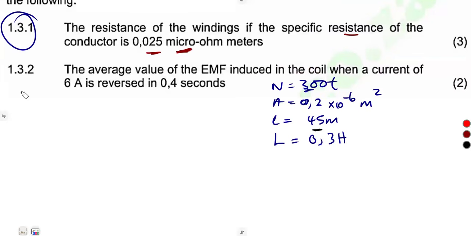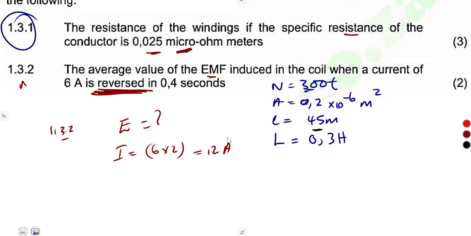Then what is going to be the average value of the EMF induced in the coil when a current of 6 amps is reversed? When a current is reversed, I simply multiply by 2. So that's 12 amps in a time frame of 0.4 seconds. So we are to calculate E, the induced EMF.